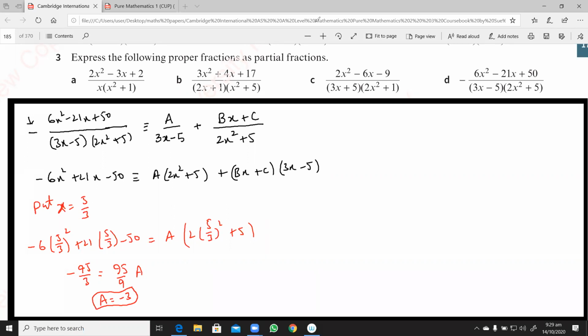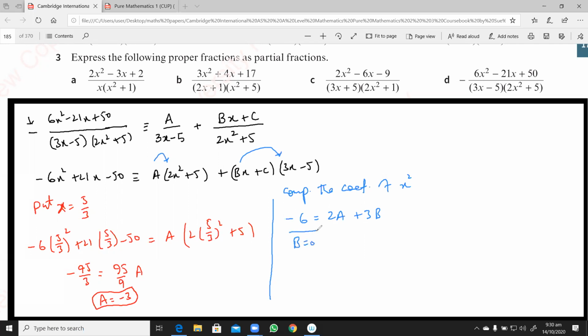Okay, and then what should I do now? I should obviously be comparing the coefficients of x squared, because here I have x squared and I have the value of a, and here I have x squared. I can get to the value of b this way. So this minus 6 is equal to 2a plus 3b. So we have a as minus 3. Once again this b is 0.